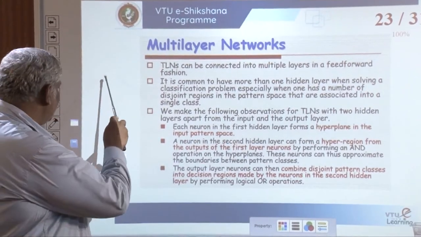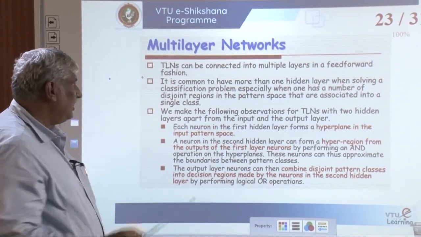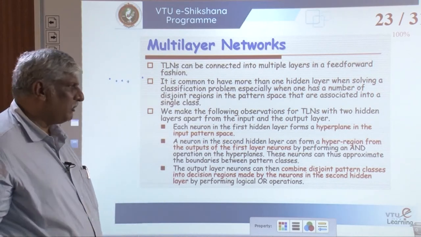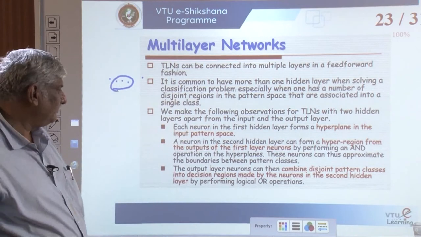The first layer is called the input layer. The last layer is called the output layer. And any number of layers in between, it can be 1, 2, 3 or whatever the number may be, all these layers are called the hidden layers.